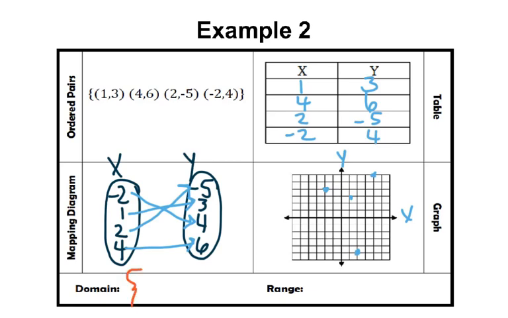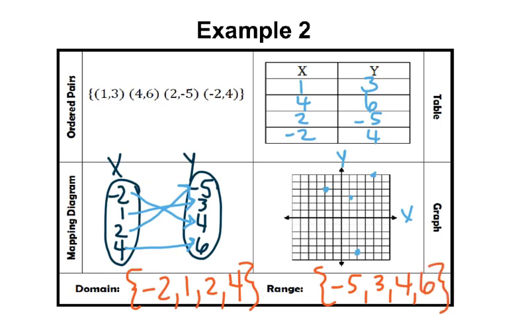Time for domain and range. So for domain, in increasing order, and again, the mapping might be, since we already did that here, I'm just going to use that. So x values were -2, 1, 2, 4. Okay, beautiful. And then range was -5, 3, 4, 6. And that's it for example 2.